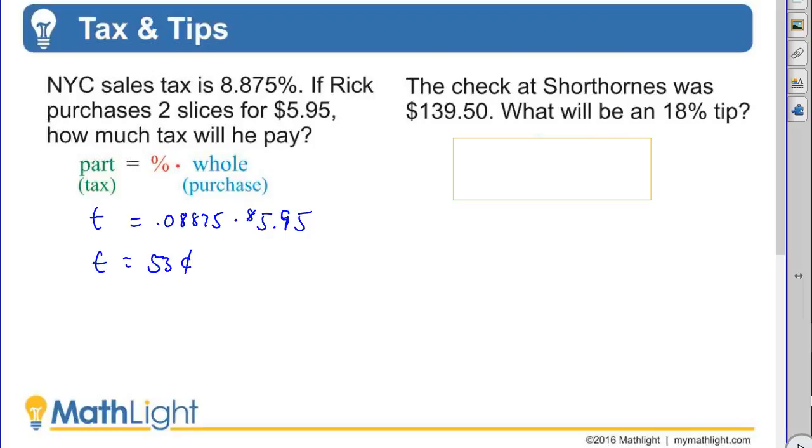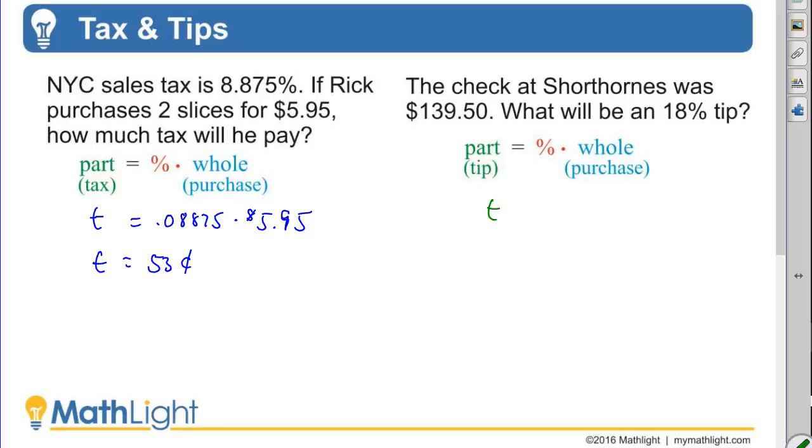Okay, what about a tip? The check at Shorthorns was $139.50. What will be an 18% tip? So this person wants to tip 18%, and they get the bill for $139.50. Okay, so again, you have to remember and think that the tip is part of the whole. And the whole in this case is how much the meal cost. All right, and that would usually be the meal and the tax, and you're going to tip off the total amount of that bill.